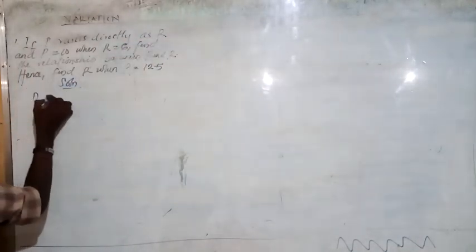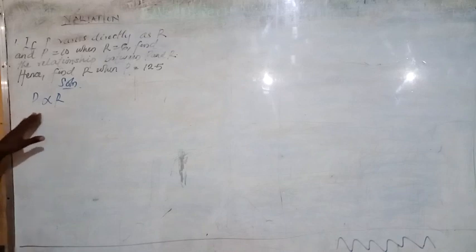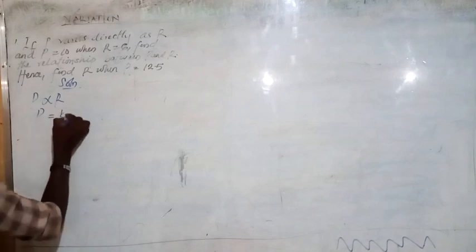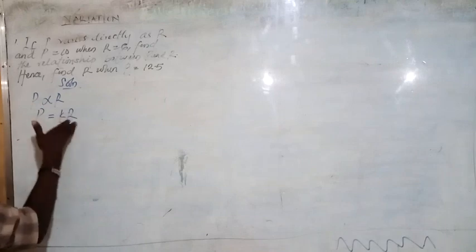If P varies directly as R, we write that this way: P varies directly as R. Now this is not yet an equation, so we're going to make it into an equation. And how do we make it into an equation? Remember I said the last time that before this relationship can actually exist, there is something that is constant, and that is the K. So P will now be equal to KR. It is the presence of this K that this relationship is occurring. That is, P varies directly as R because of this constant. So this is an equation now.